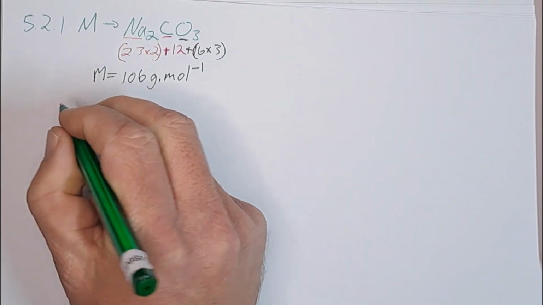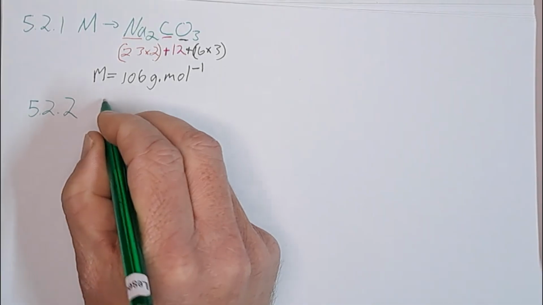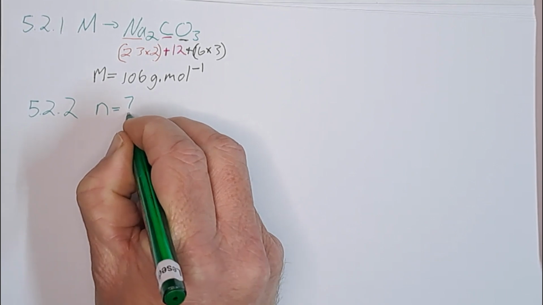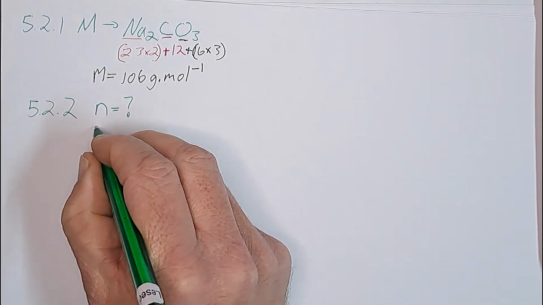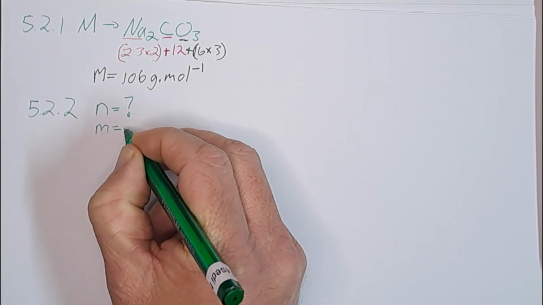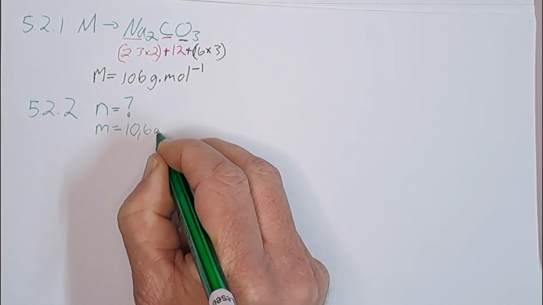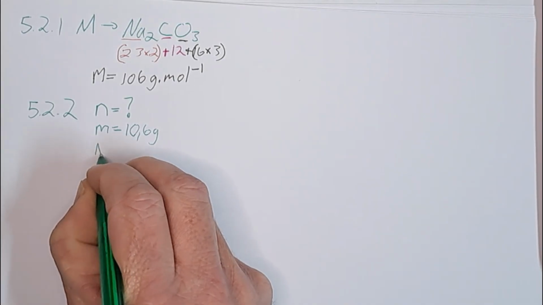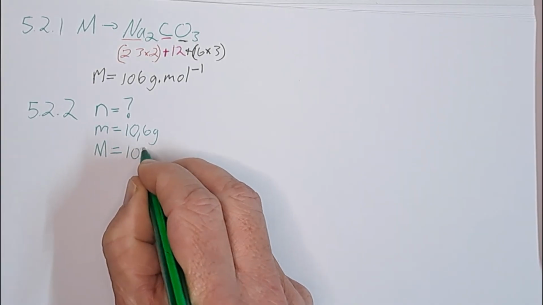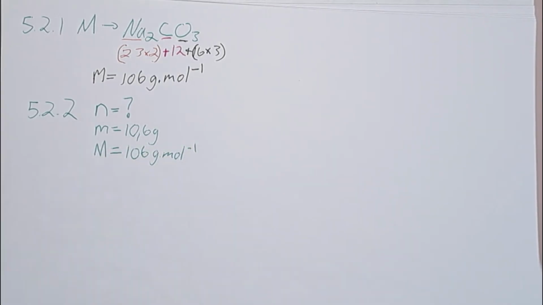Alright, so mole, that is 5.2.2. The mole is what they want. So I'm going to check what is given and what do I have and what do I need to calculate. The mass they gave us in the question was 10.6 grams. And now the molar mass that we have calculated is 106 grams per mole negative 1.